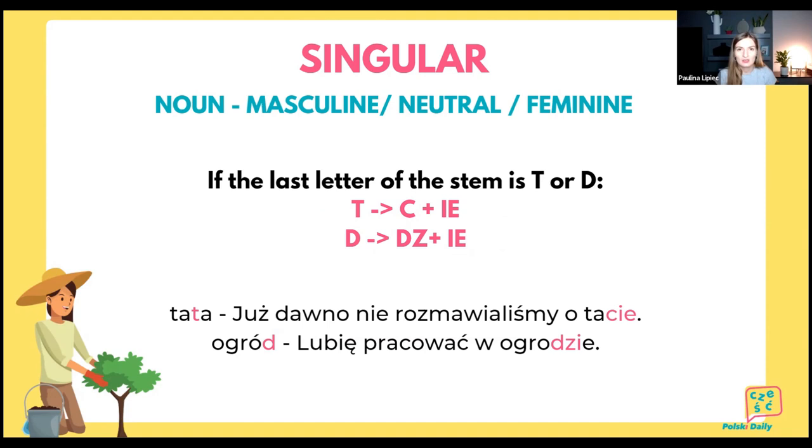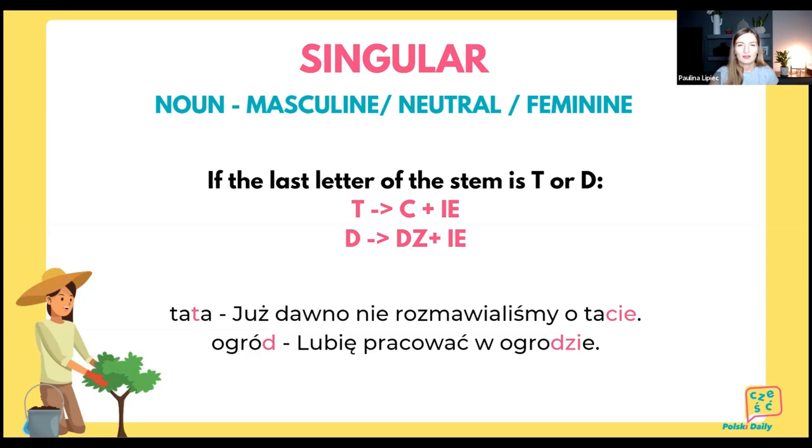So we have the very basic word tata. Już dawno nie rozmawialiśmy o tacie. We haven't been talking about our dad for a long time. Tata changes to tacie, tacie. Does it sound softer? You tell me. Ogród, a garden. Lubię pracować w ogrodzie. I like working in a garden.